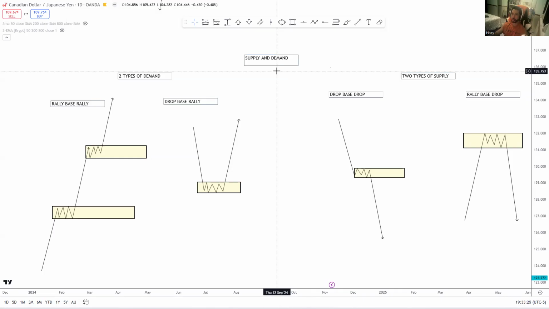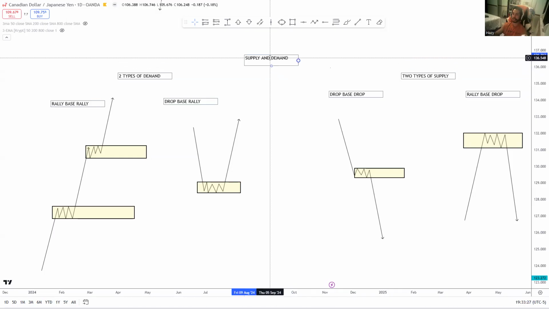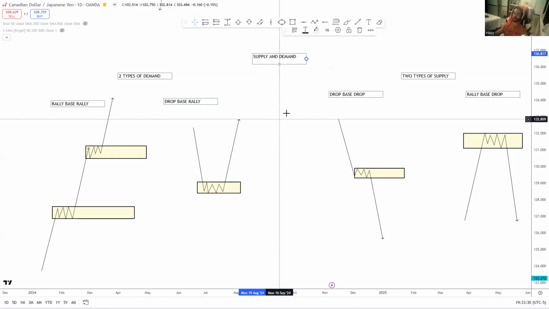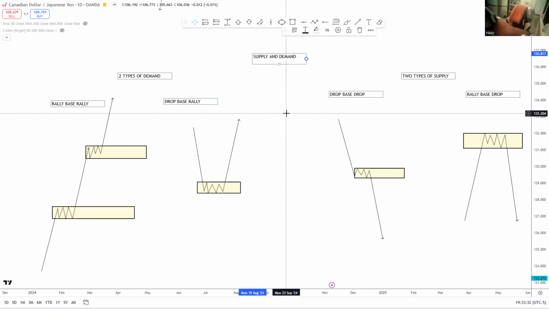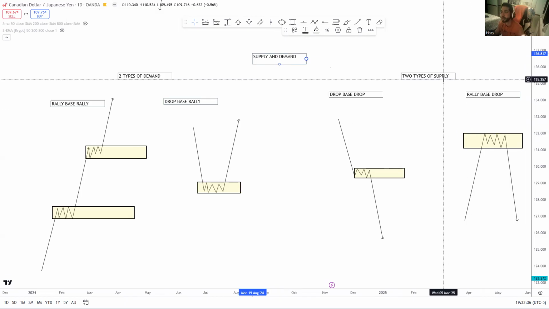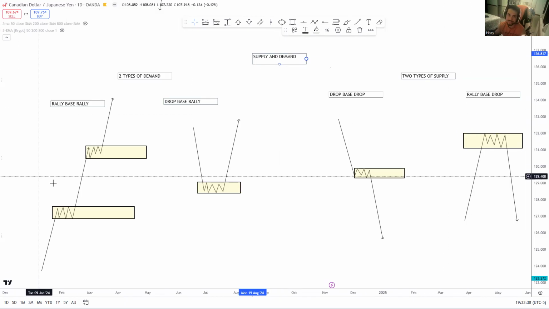In today's video, we're going to be talking about supply and demand. All right, so let's get right into it. So there's two types of demand and there's two types of supply. Let's start off with the demand.